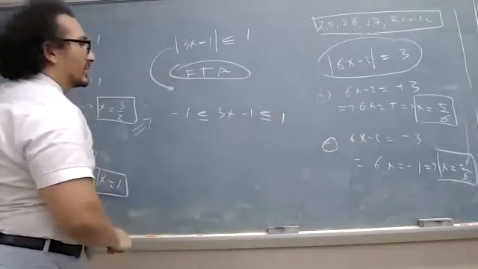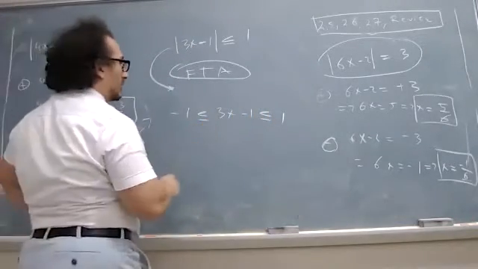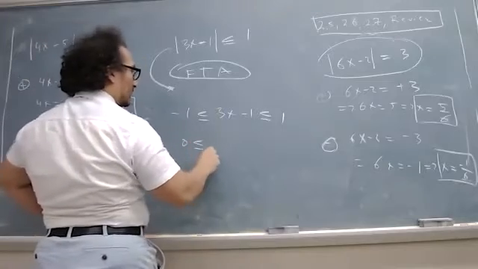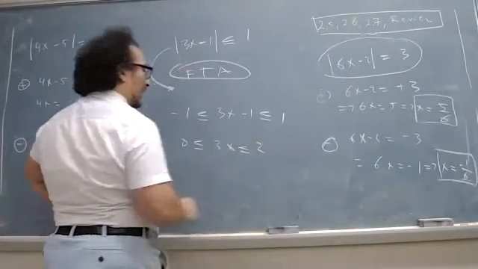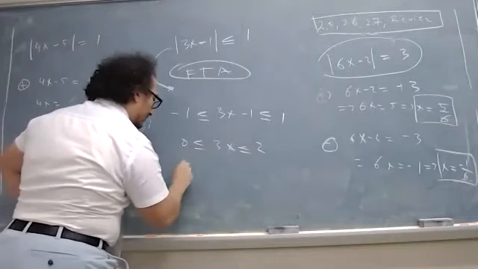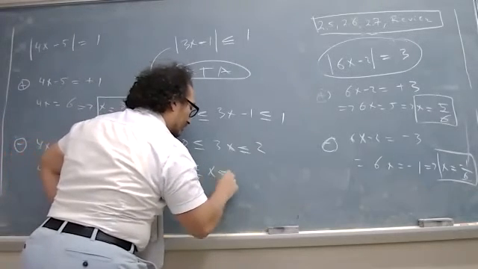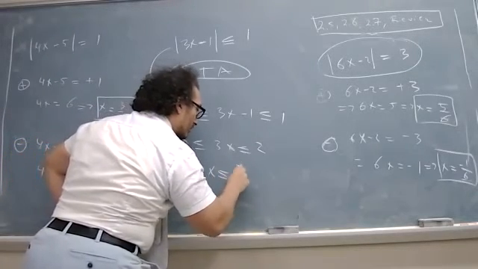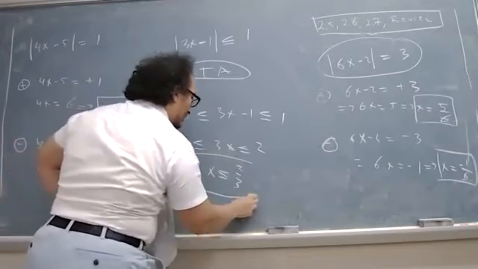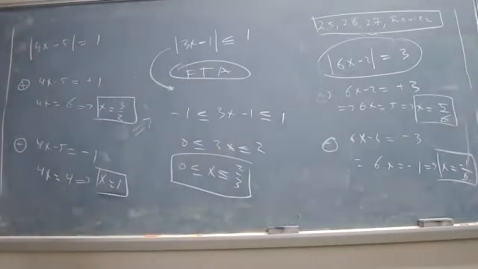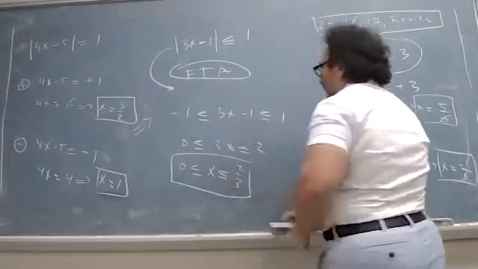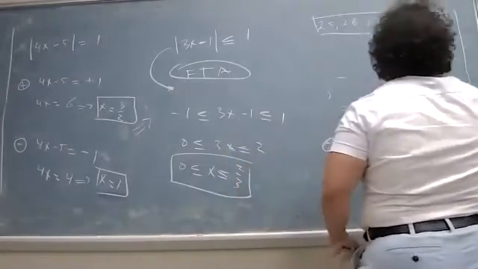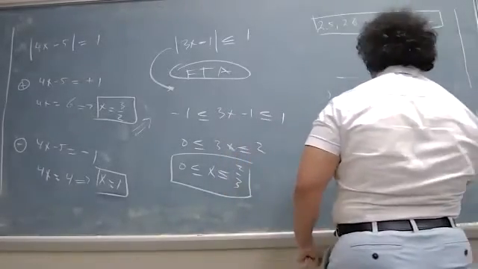Okay? So then you can solve for x by adding a 1 to both sides. And then divide both sides by 3. So you get, this is the range of x that works for the inputs. Now I got to move on to 2.7.